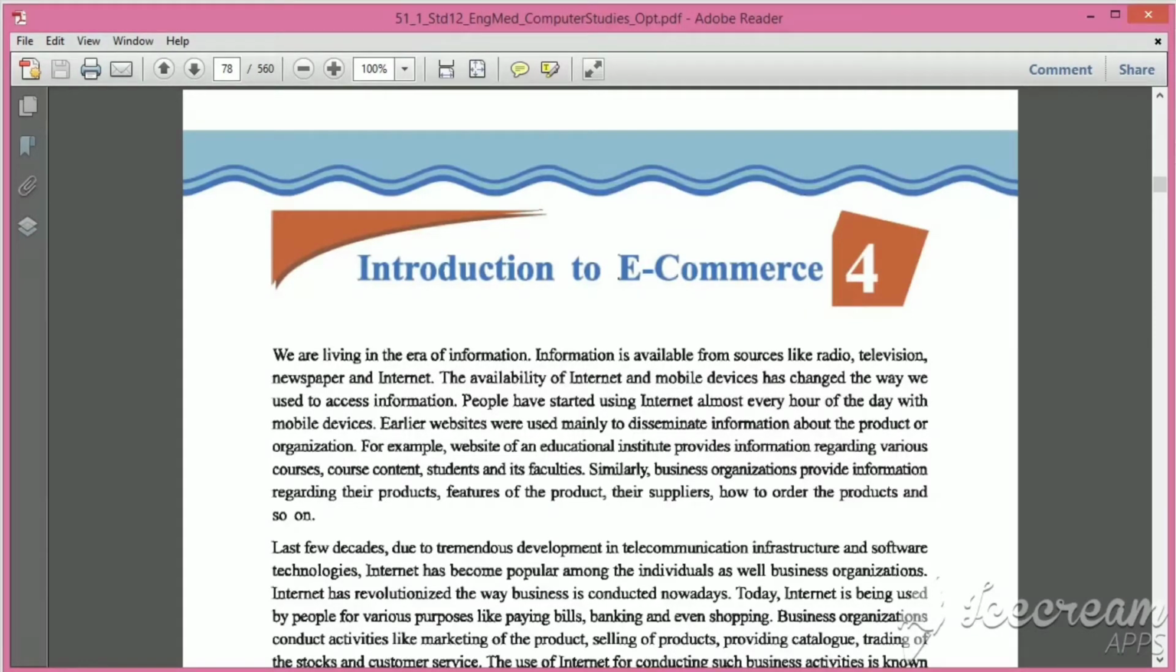Business organizations conduct activities like marketing of the product, selling of the product, providing catalogs, trading of stocks, and customer services. The use of the internet for conducting such business activities is known as e-commerce. E-commerce stands for electronic commerce. Electronic commerce can be defined as the buying and selling of products, services and information using electronic media like the internet.